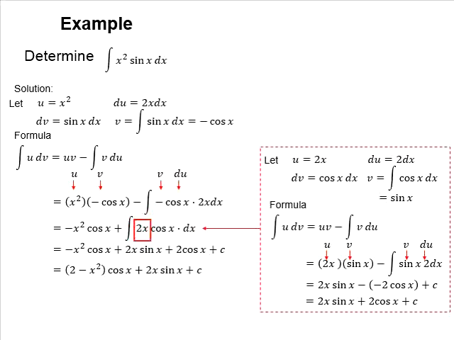Let u equals 2x. The remaining will be the dv. Differentiate u, you get this. Integrate dv, you get v. Use the formula of integration by parts. u, v, minus the integral of v du. Remember to put the c. The integration of these functions, you will get this. Substitute the solutions here. Rearrange it, you get the final answer.